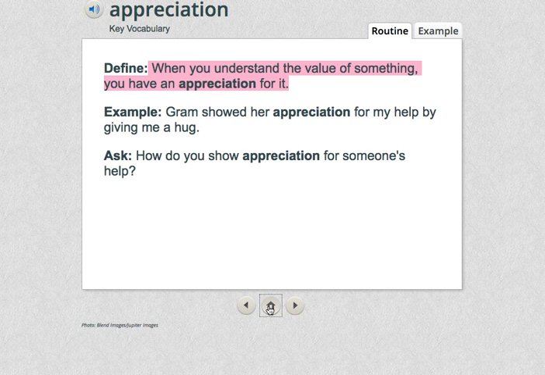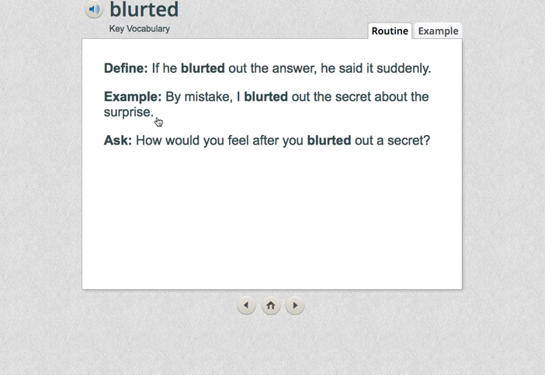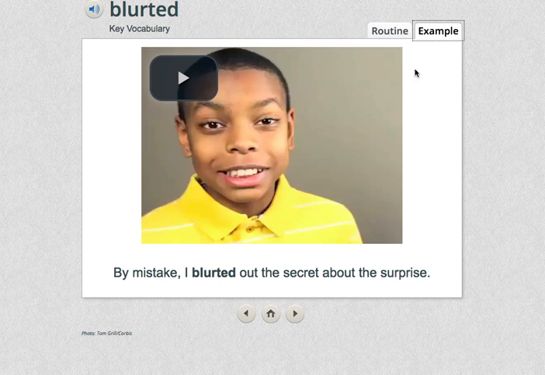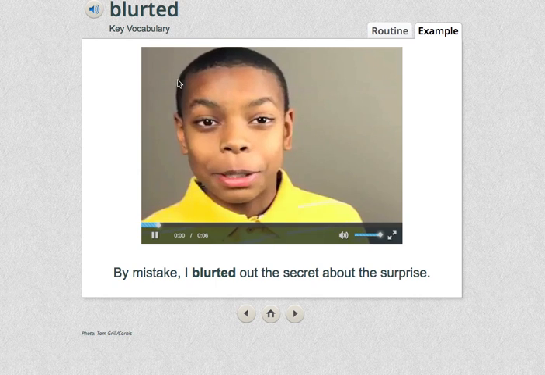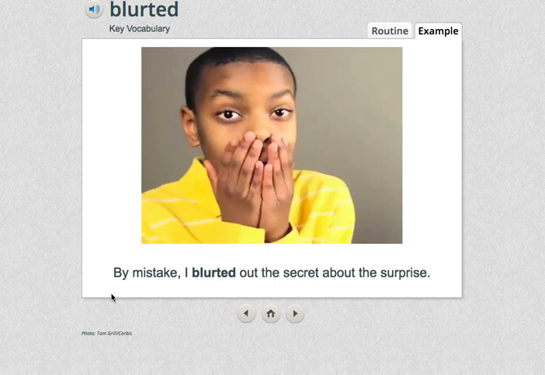Our next word is the word blurted. You're writing this in your notebook. The word is blurted. If he blurted the answer, he said it suddenly. And I know that's something we have happen sometimes in our classroom, right? For example, by mistake, I blurted out the secret about the surprise. Blurted. If he blurted out the answer, he said it suddenly.